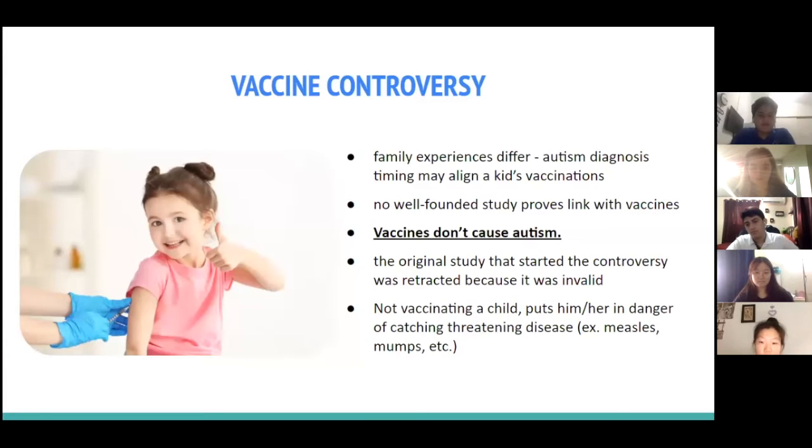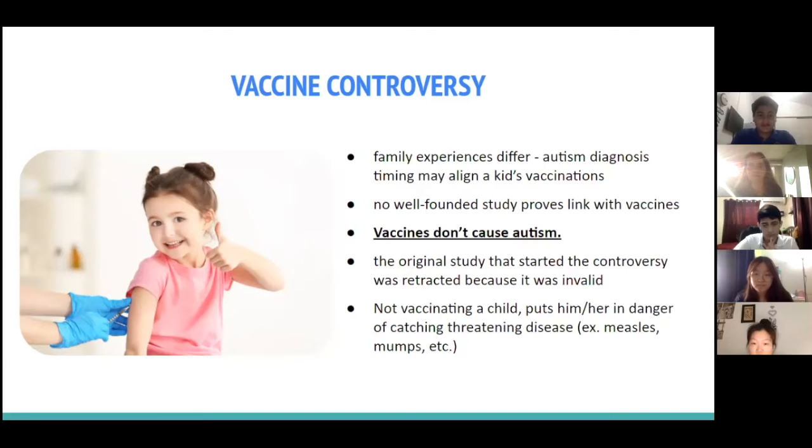Okay, so going back to the vaccine controversy, which is what Neil was talking about in the timeline, which is something that has come up a little bit recently, and you've probably heard about this before, even before this presentation. First of all, we need to understand that family experiences differ, meaning that for every single family, whether a kid was diagnosed when they were 2 years old or 3 years old, the experiences differ. A lot of times, a kid is diagnosed with autism during the time or a little bit after they got their vaccine. So that's why there was this sort of correlation going on, and people are thinking, well, this happened after the vaccine, so did the vaccine cause this?